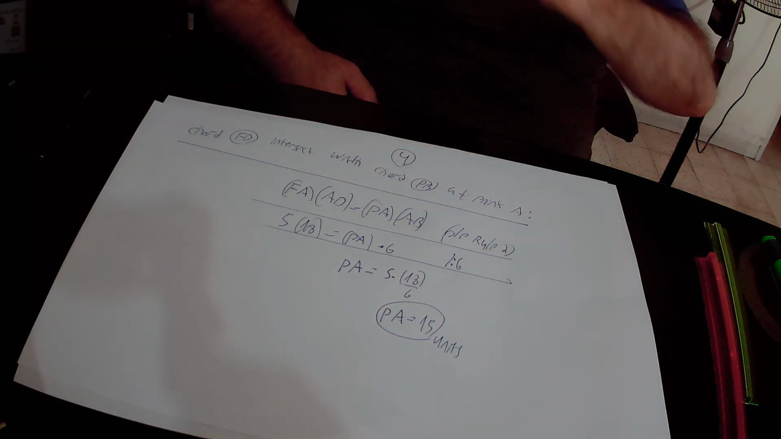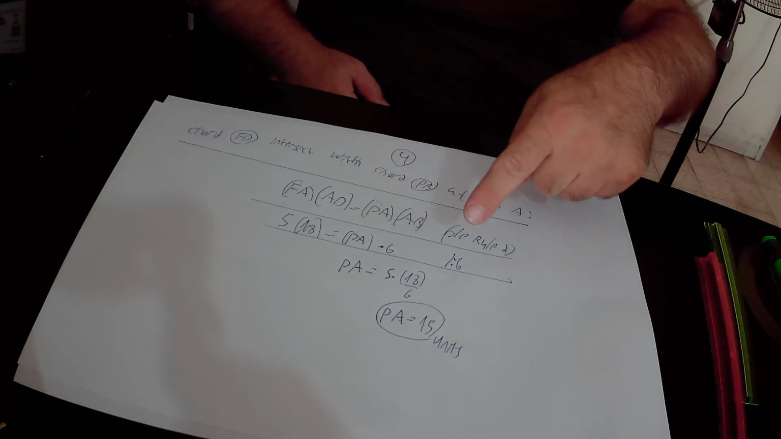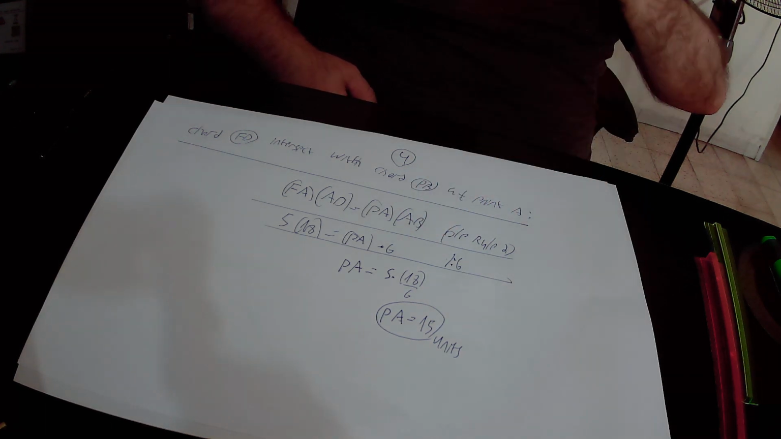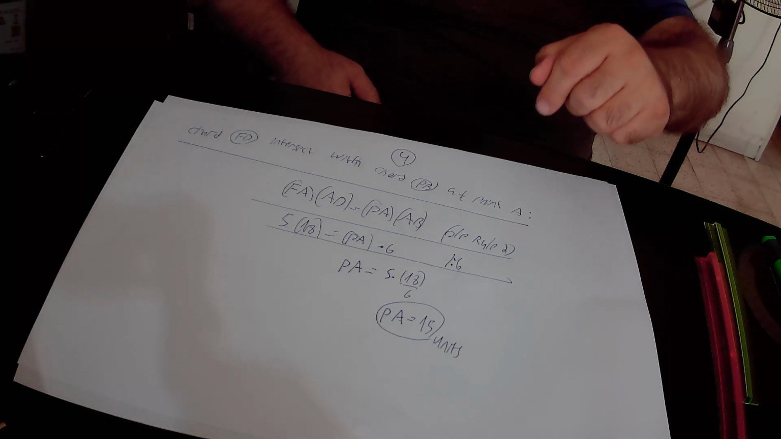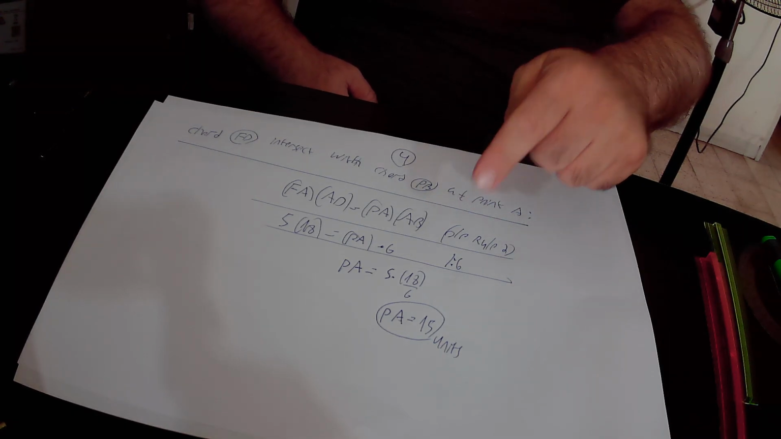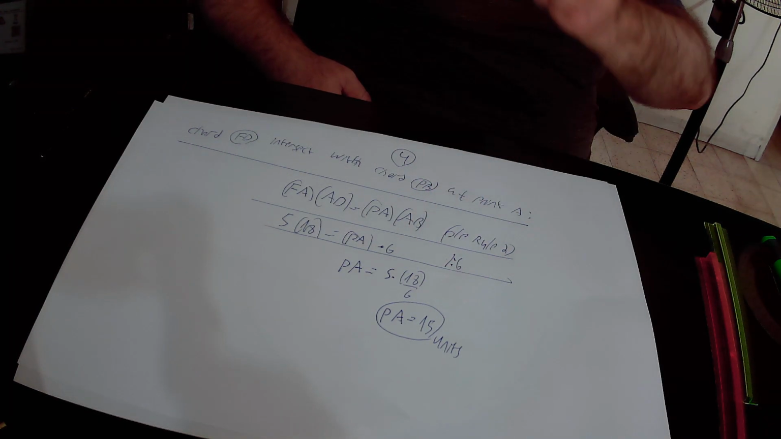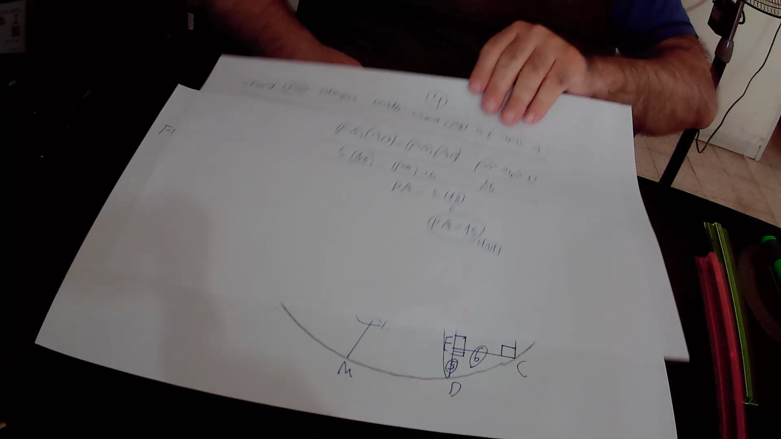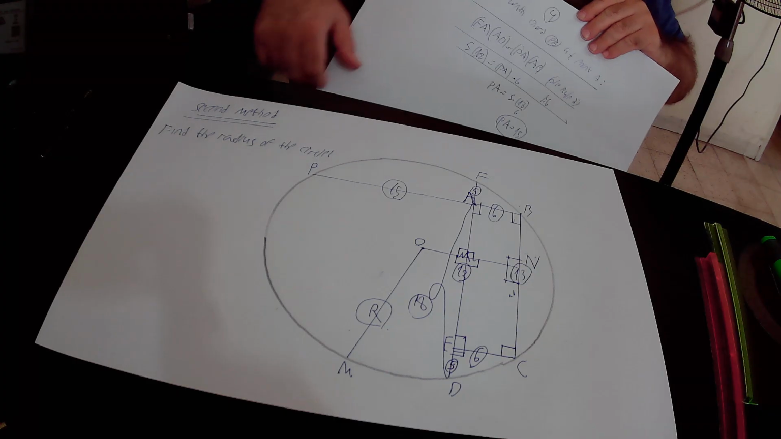We divided this equation by 6 and found that PA equals 5 times 18 over 6. 18 over 6 is 3, and 3 times 5 is 15. So we found that PA equals 15 units.